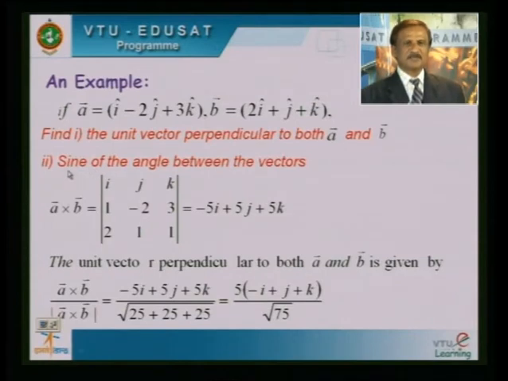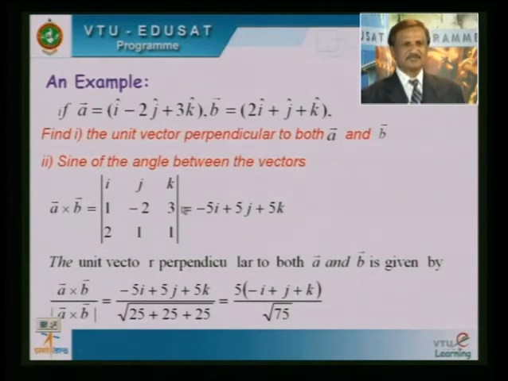Along with that, they may ask you to calculate the sine of the angle between the vectors. They have given two vectors. What is the sine of the angle between these two vectors? We have to calculate. First you want to calculate A cross B. How do you calculate A cross B? You are already familiar with the method.